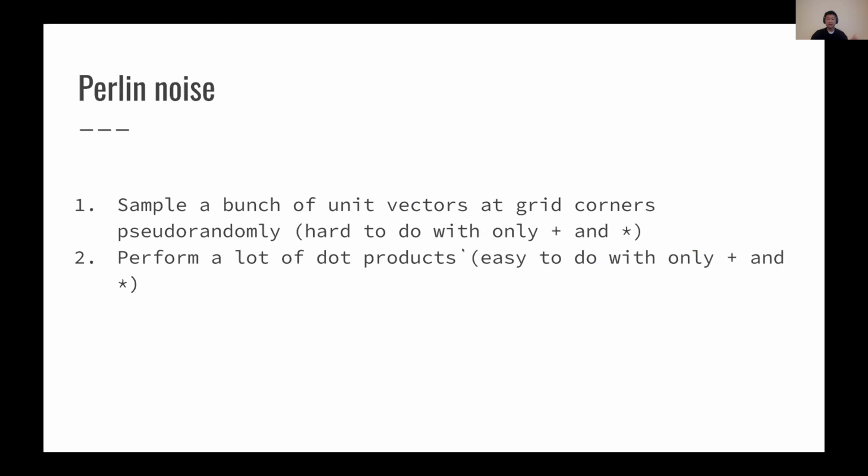So what does this actually look like mathematically? Essentially, it means that we need to be able to pseudo-randomly sample gradients, unit vectors, which is hard to do with only plus and times, but we have some tricks that we'll discuss for doing that. The second part is that we're going to have to perform a lot of dot products because we're doing all this interpolation. So we're basically just multiplying a bunch of vectors together. Fortunately, this is really easy to do with plus and times, which is why this was the algorithm we picked to start exploring SNARK implementations of.